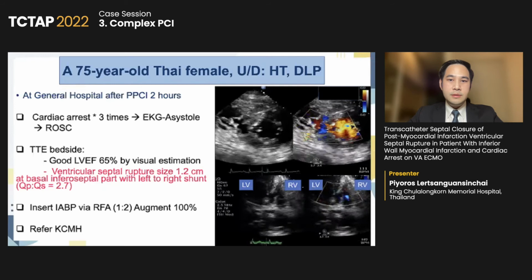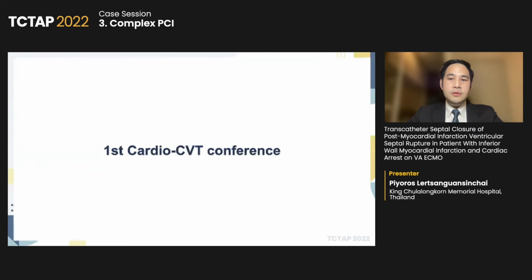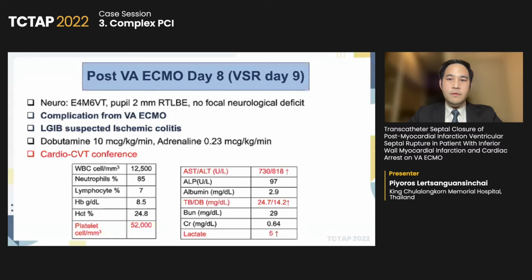The first thing that we did after the patient arrived at our hospital was initiation of VA ECMO to stabilize hemodynamics due to cardiogenic shock with multiple organ failure. We brought the case to the heart team conference for the role of VSR closure. The surgeon would like to delay surgical closure for a week for better connective tissue formation around the defect. But we were unlucky, because at day 8 after VA ECMO was initiated, the patient had complications of VA ECMO, such as lower GI bleeding, anemia, and thrombocytopenia, and she had ongoing cardiogenic shock.